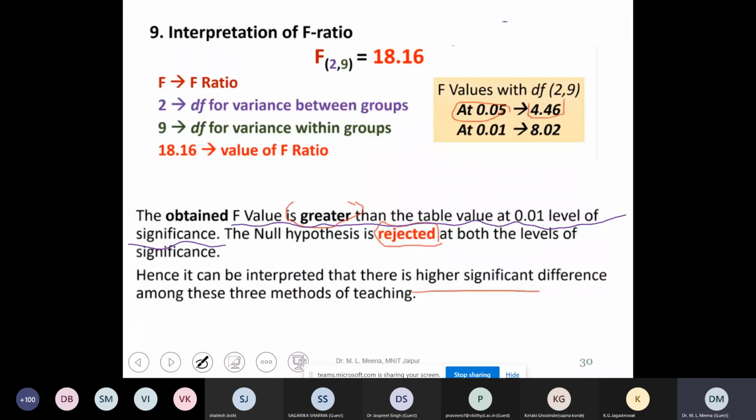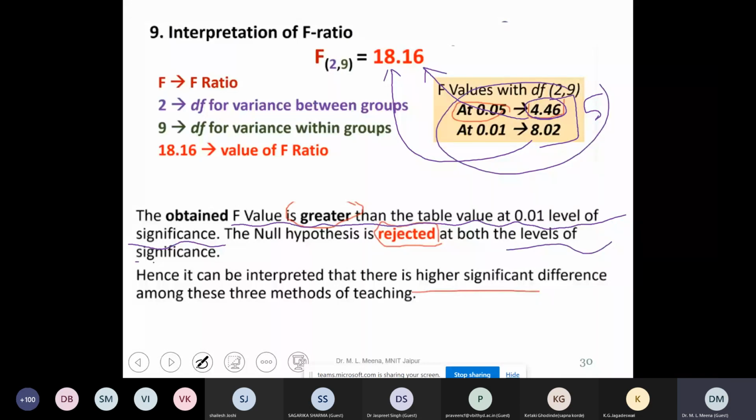We can see in these slides, because at the 5% level of significance, the F value is 4.46, which is lower than the calculated value, and this is the 8.02, which is also less than the calculated value. So in both cases, at 5% level of significance and 1% level of significance, the null hypothesis is rejected.